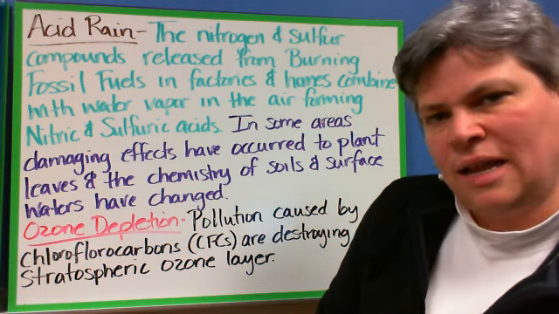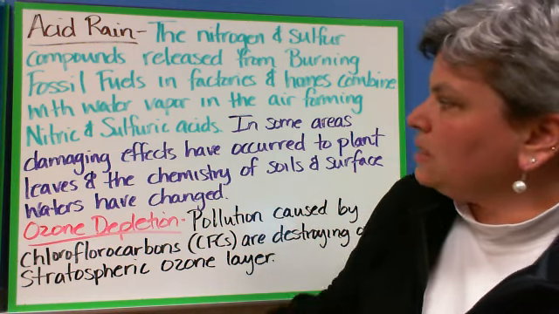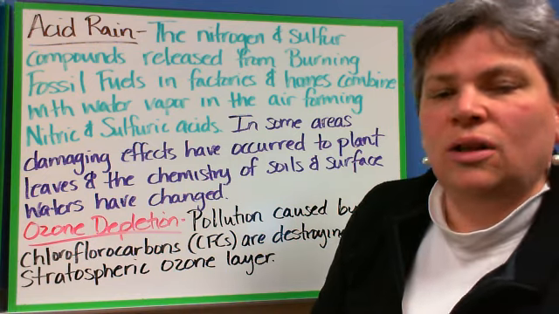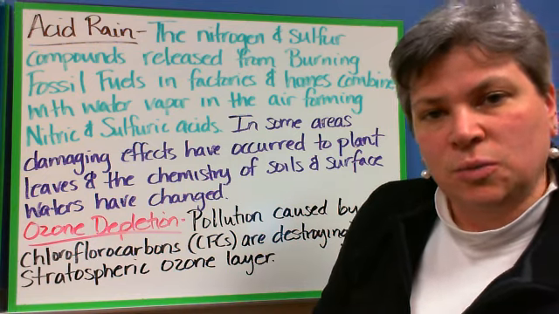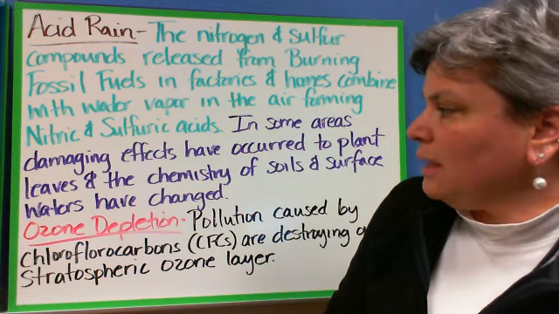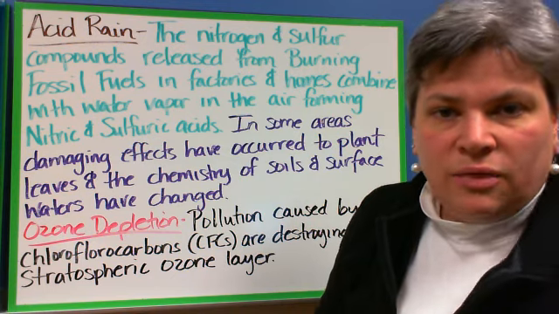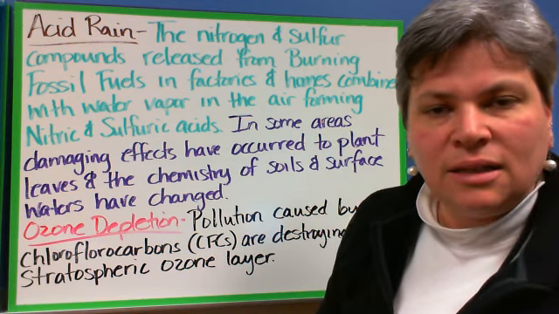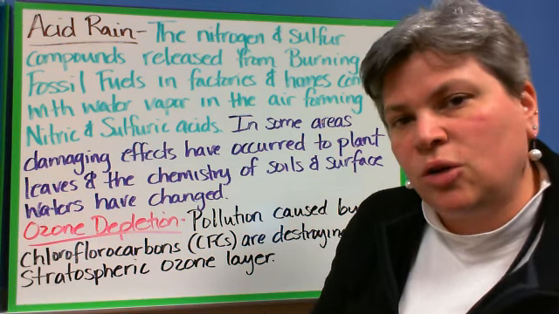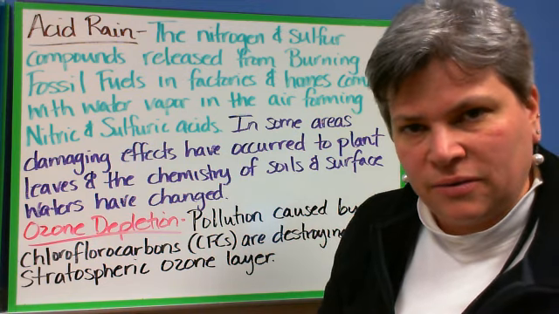Now, when we start mentioning acids, you say, acids probably aren't a good thing. Well, when we deal with acid rain, or you could just see it called acid deposition, meaning that it's rain or snow, some areas have damaging effects occurring to plant leaves, and the chemistry of soils and surface waters has changed. There are lakes in places where the acid content has brought the pH so low, it is so acidic, that not only has the plant life gone, but the animal life is gone as well.